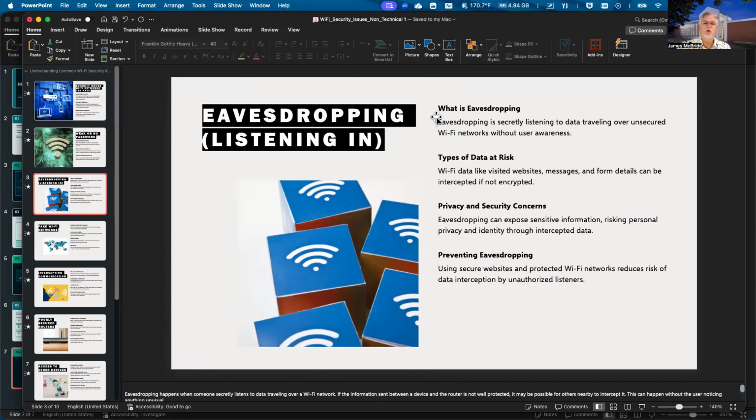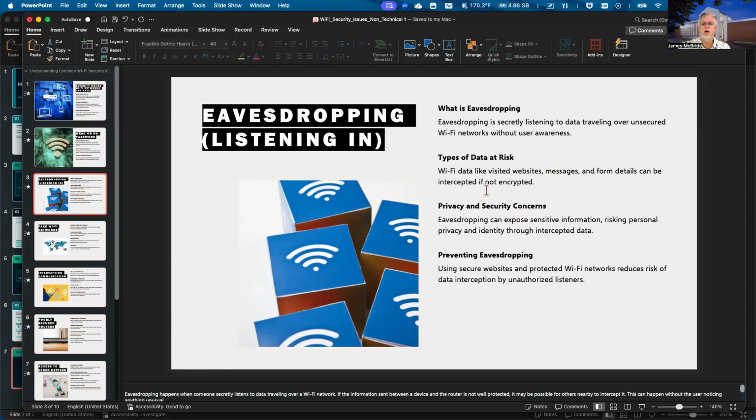All right, so eavesdropping, listening in. Yeah, the wireless signal's going all over the place, so I can pick up your data that you're transmitting. Now, again, if I'm not on that network, then this is all encrypted. Very hard for me to actually crack that. But if I can get into the network, now that's a different thing, right? So eavesdropping, or secretly listening to data traveling over unsecured Wi-Fi.